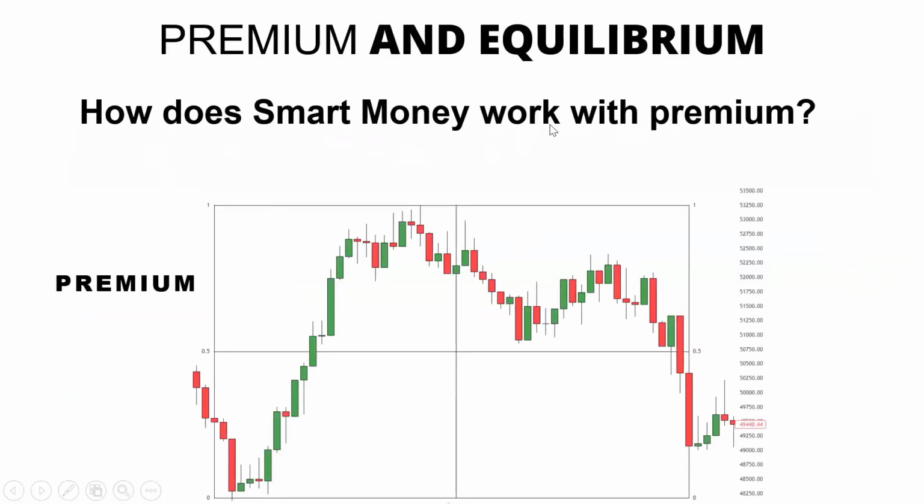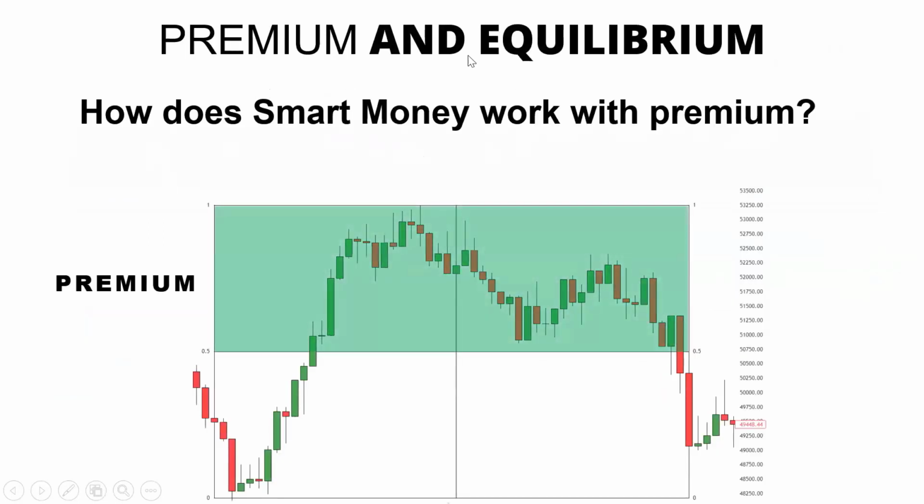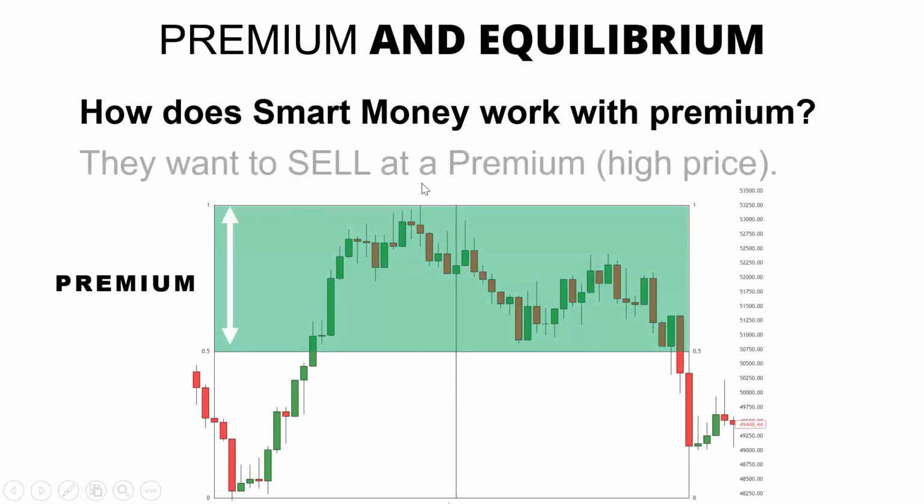So how does smart money work with premium? So here's premium and equilibrium. You draw your swing low and your swing high, and then you can see where smart money wants to buy or sell. At the premium price of the swing low and the swing high, they want to sell their position. So what is this called?